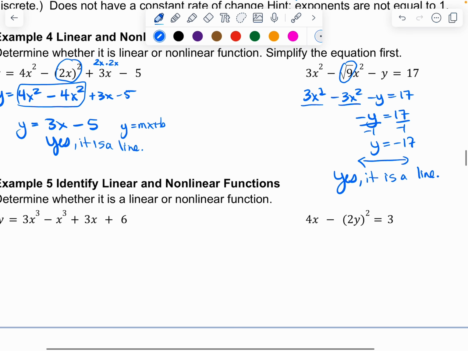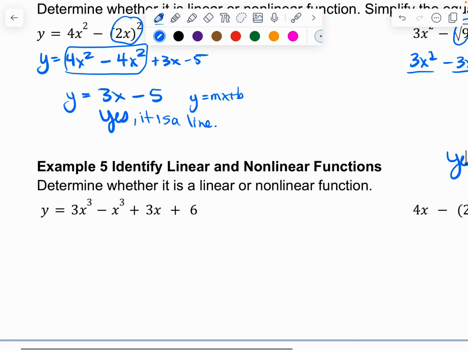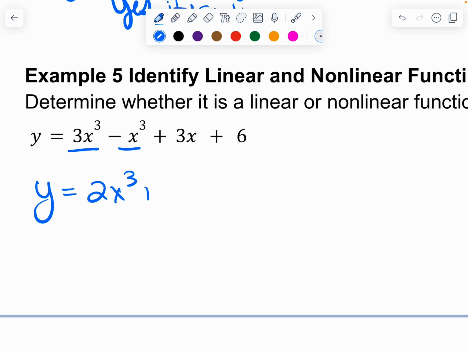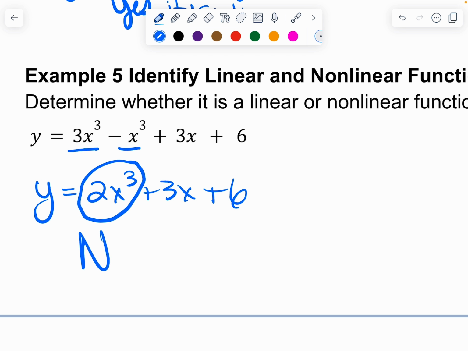Okay, next says, is it linear or nonlinear? So I have to combine like terms. So y equals 2x to the third plus 3x plus 6. The fact that this right here has an exponent of 3 instead of 1, that means it is nonlinear.